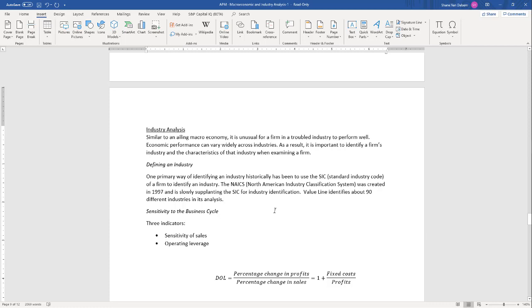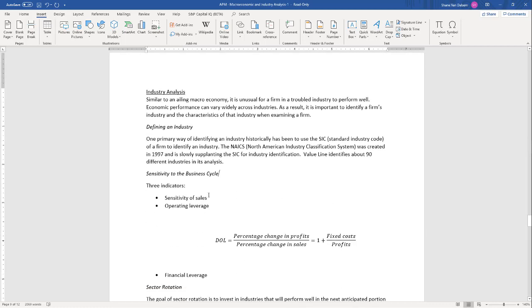We're also going to talk about sectors. I use the terms sector and industry interchangeably. There is a difference. Industries are more specific than sectors. There's about 10 different sectors for equities, far more industries than that. Value Line, which is a really great resource that I'm going to introduce to you later on, identifies about 90 different industries in its analysis.